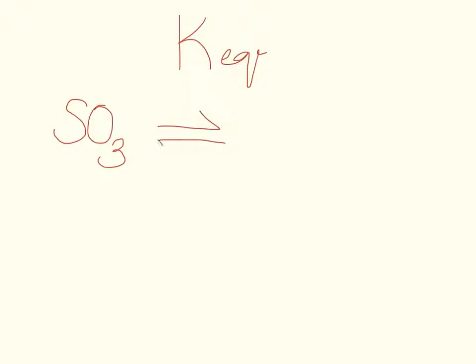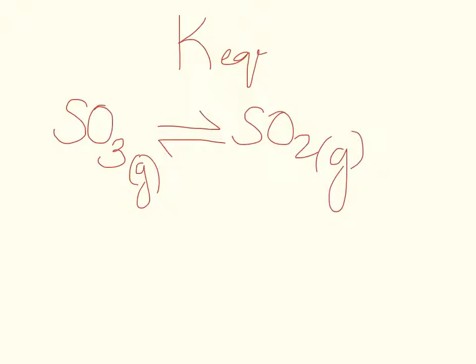For quantitative purposes, K equilibrium is used to characterize the given equilibrium system. But if you had to qualitatively characterize it, say for example, if you had a reaction, sulfur trioxide in equilibrium with sulfur dioxide and oxygen, right? How do you qualitatively characterize it?